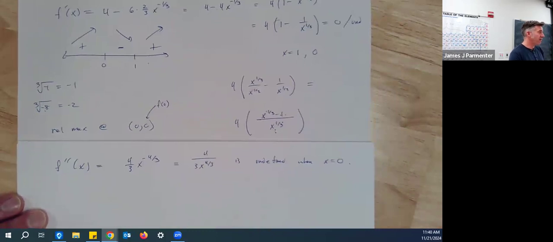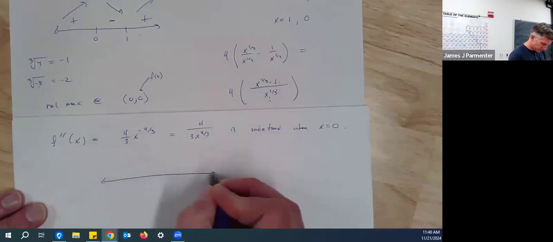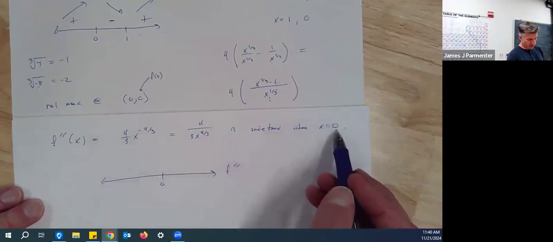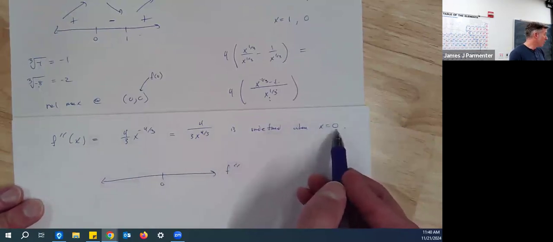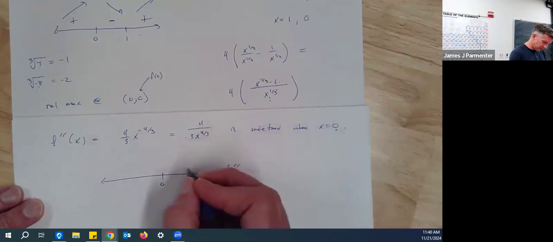So we could potentially have an inflection point at 0. Let's check and see. Checking our second derivative here, making it bigger than 0, like 1. 1 to any power is 1. So 1 to the 4/3 is 1, and 4/3 times 1 is positive.